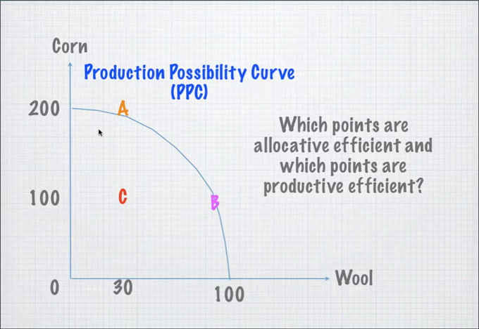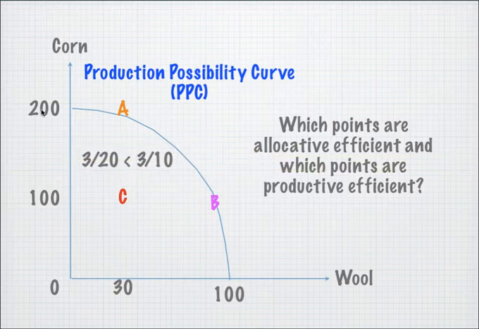Let's look at point A. Okay, point A is you produce approximately 200 units of corn for 30 units of wool. So what's the opportunity cost of producing corn at point A? Per unit of corn, it's 30 divided by 200, which is 3 over 20. So 3 over 20 is less than 3 over 10.